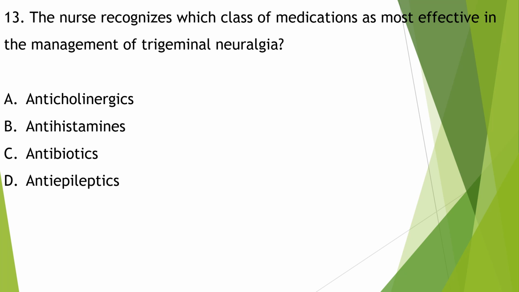carbamazepine, oxcarbazepine, or gabapentin. Carbamazepine is the first line of medication therapy used in the treatment of trigeminal neuralgia, and it works by reducing the excitability of neurons by inhibiting the neuronal sodium channels.